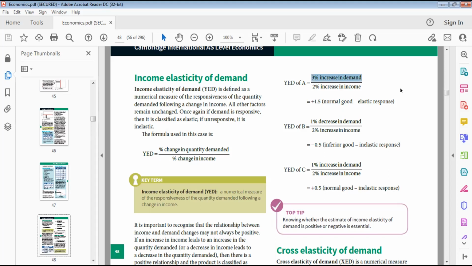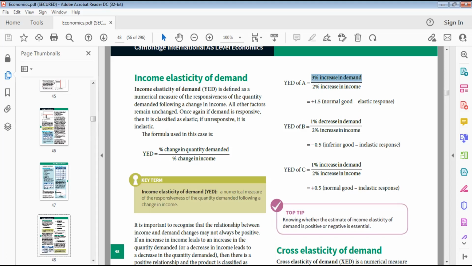What could be some examples of normal goods? Most of the things that we see in the market are normal goods. It could be even bread. Let's say people like eating bread, or fruits. If their income increases, even by 2%, they're going to buy more fruits and more bread than before because they like it. So the response in demand will be bigger than the change in income.